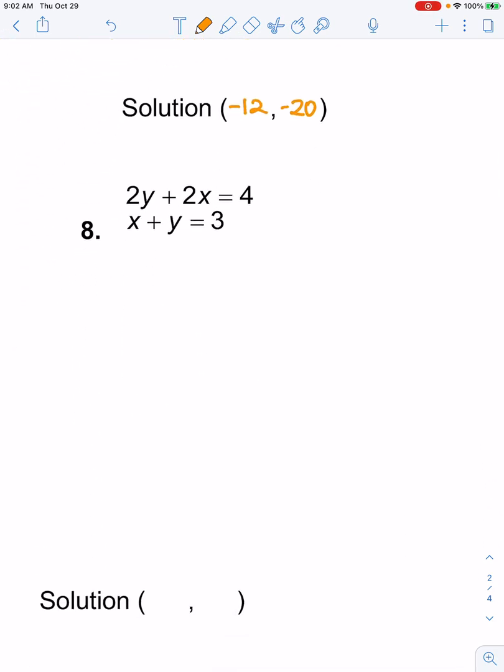Okay, so number 8, same thing. If I look at this problem just right off the bat, I see that I don't have any variables that have been isolated. So I need to pick something to rearrange so that I have a variable by itself. So if I was to get this y by itself, I'd have to move the 2x over, I'd have to divide by 2. I'm thinking that's not the best option.